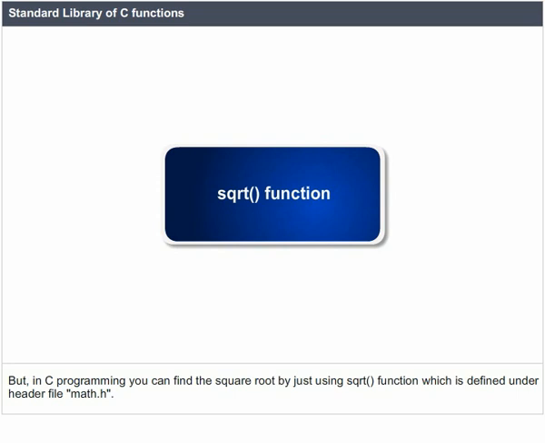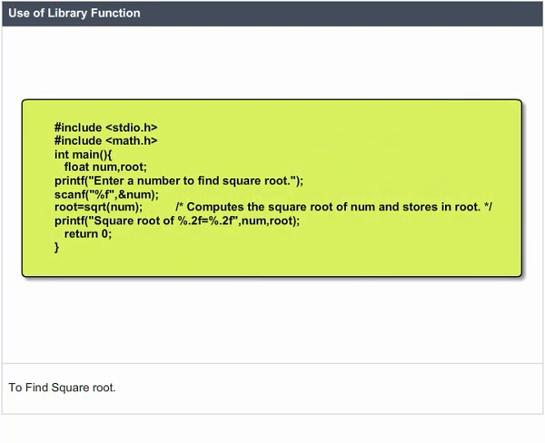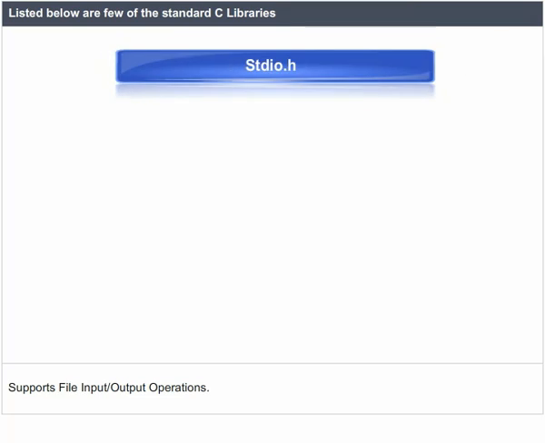But in C programming, you can find the square root by just using the sqrt() function, which is defined under the header file "math.h". Use of library function to find square root. Computes the square root of num and stores it in root. Listed below are a few of the standard C libraries.